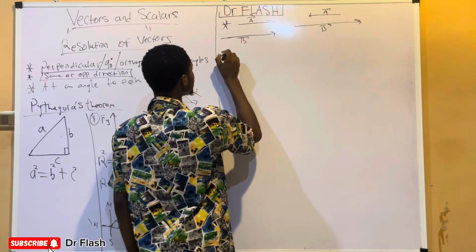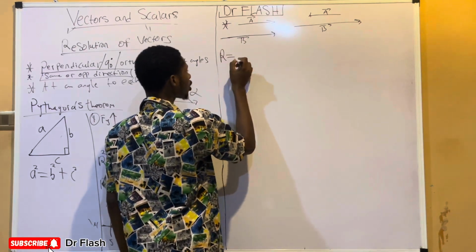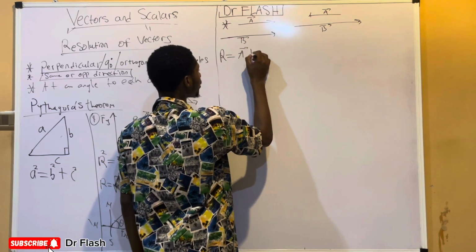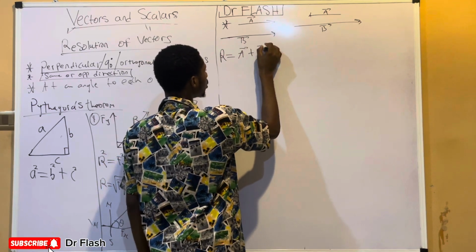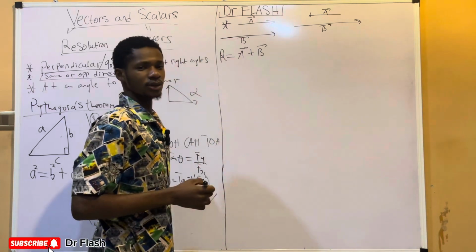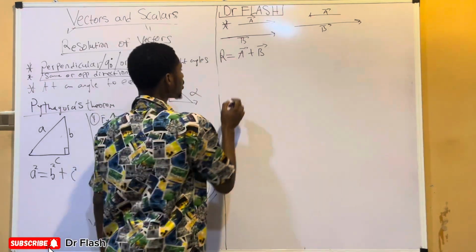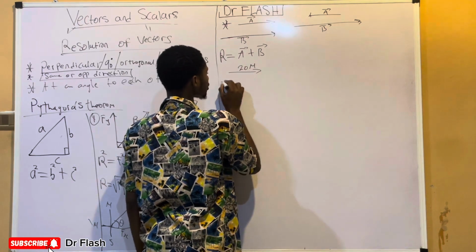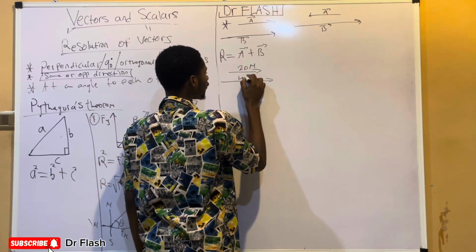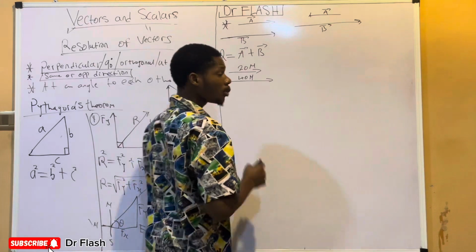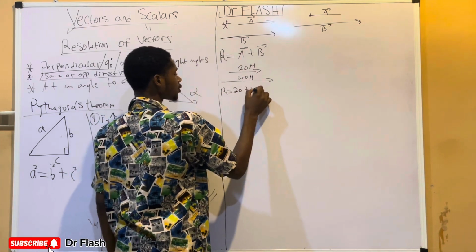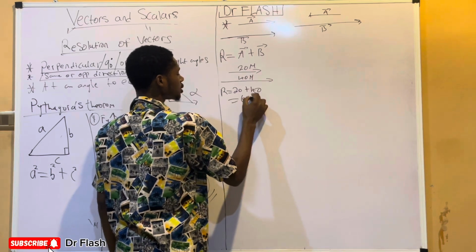So in this case, the resultant vector for vectors moving in the same direction will be vector A plus vector B. That will be the resultant vector. Let's say we have a force of 20 newtons in this direction and another vector of 40 newtons in this direction. What will be the resultant vector? The resultant vector will be equal to 20 plus 40, and that is equal to 60 newtons.